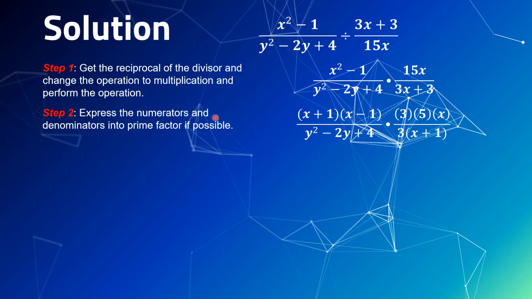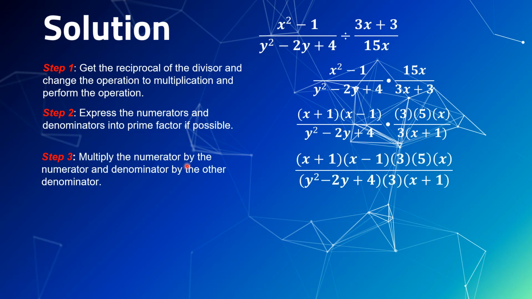Express the numerators and denominators into prime factors if possible. So the factored form of this difference of two squares is the sum and difference of a binomial, that is, the quantity of x plus 1 times the quantity of x minus 1. So y squared minus 2y plus 4 is not factorable, so we're just going to retain it, times 3 times 5, these are prime numbers, times x. Then we have here 3x plus 3, this can be factored out using the greatest common monomial factor.